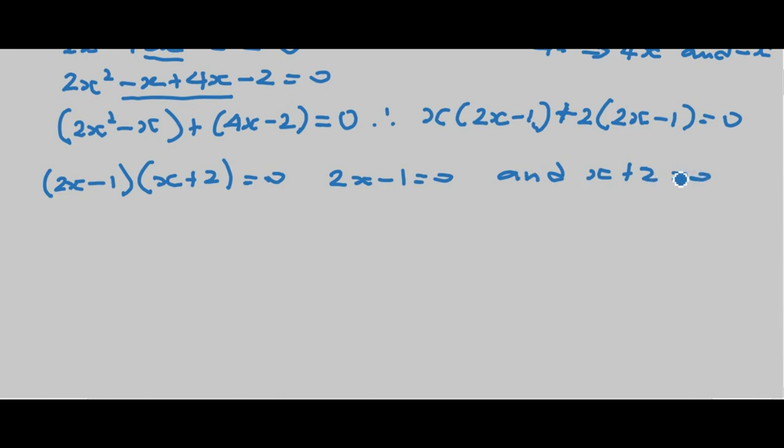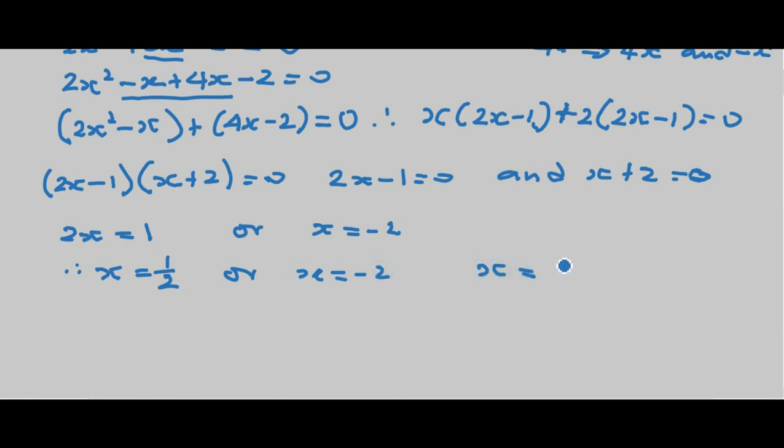So 2x is equal to 1, or x is equal to minus 2. Therefore, our x is equal to 1 over 2, or x is equal to minus 2. So our answer, x is equal to 1 over 2 or minus 2. That is our answer for A. Now it's time for us to solve B.